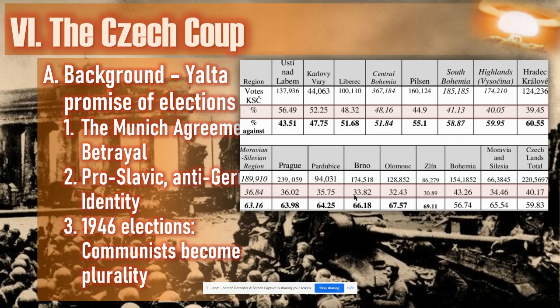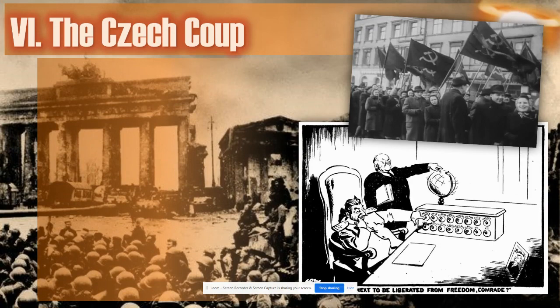And so we see this in the 1946 elections, real elections that take place, competitive elections, where the communists don't get a majority, but they are the most powerful political party. So they're obtaining 30, 40, in some cases 50% of the votes in the various regions of Czechoslovakia. And so the Communist Party becomes a vital and key party in Czechoslovakian politics in the 1940s.